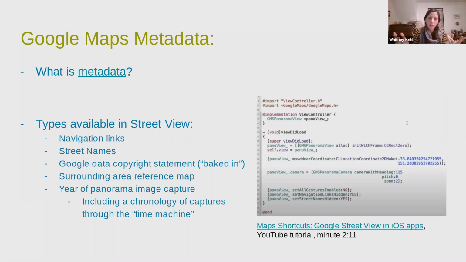So the navigation links are just indicating where the captures continue, and that's a type of metadata because it's overlaid on the image captures after they're created, and those navigation links adjust based on your position. Another type of metadata is the street names. So this stuff is going to make more sense once I get the map up. So I'm just going to get the map up and then talk about it.